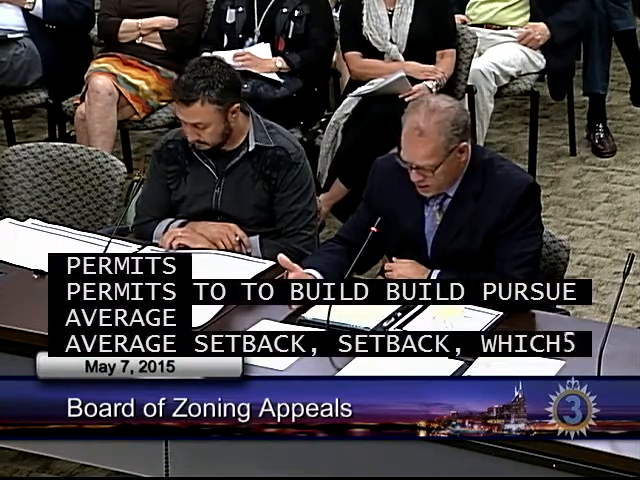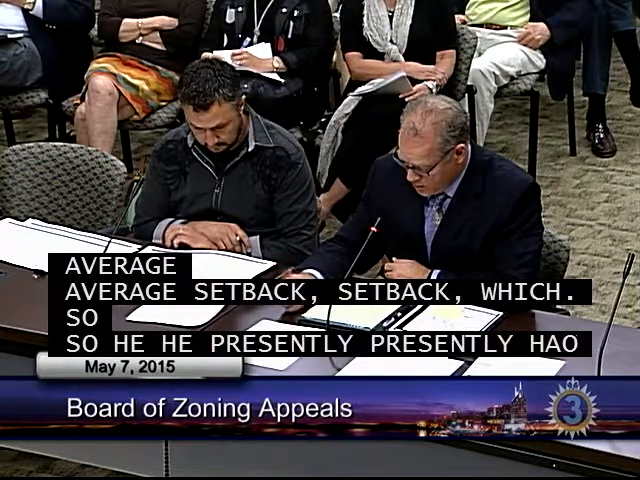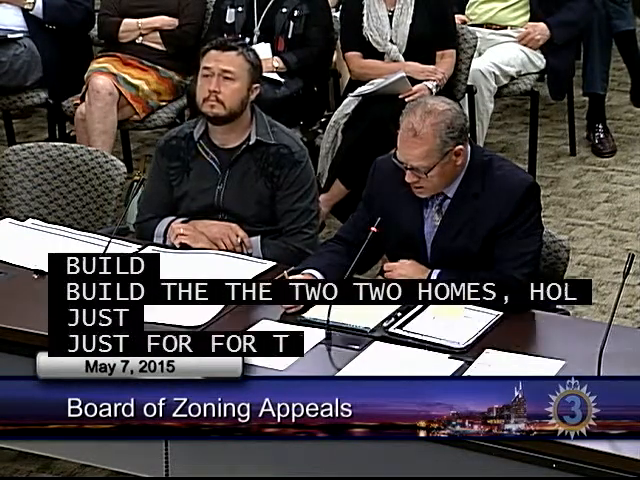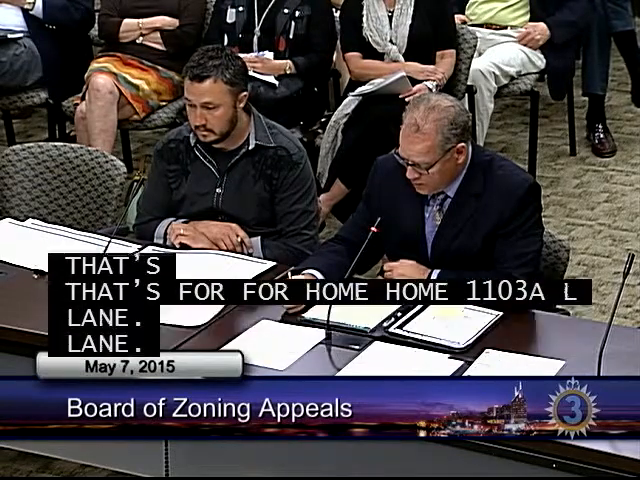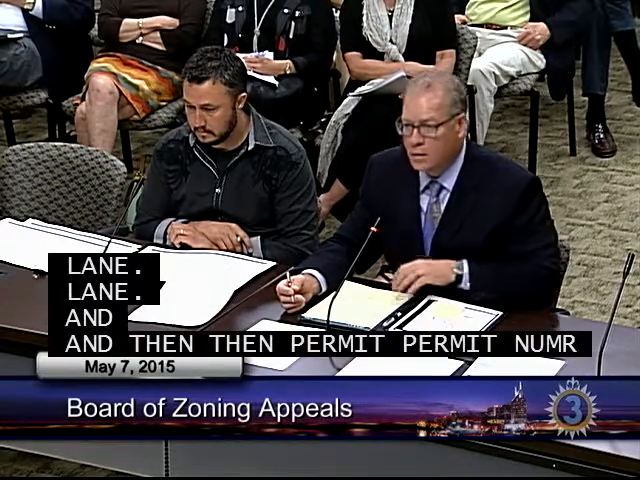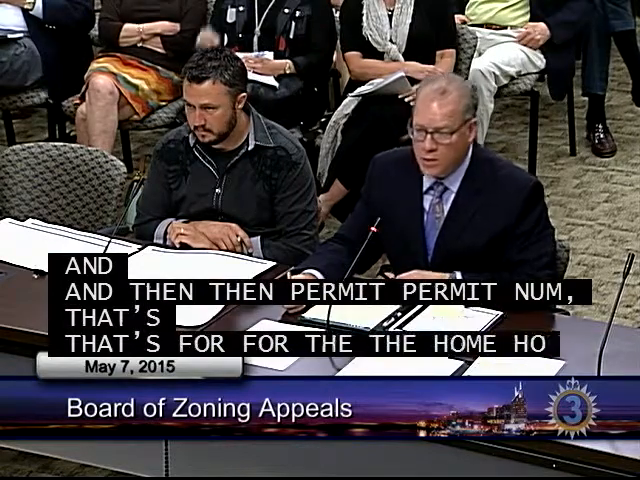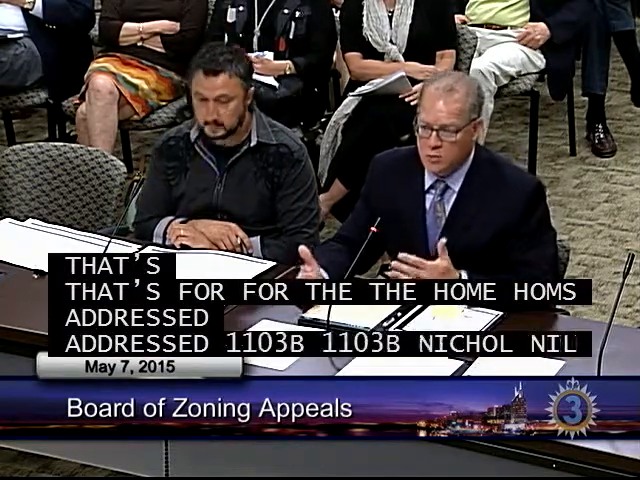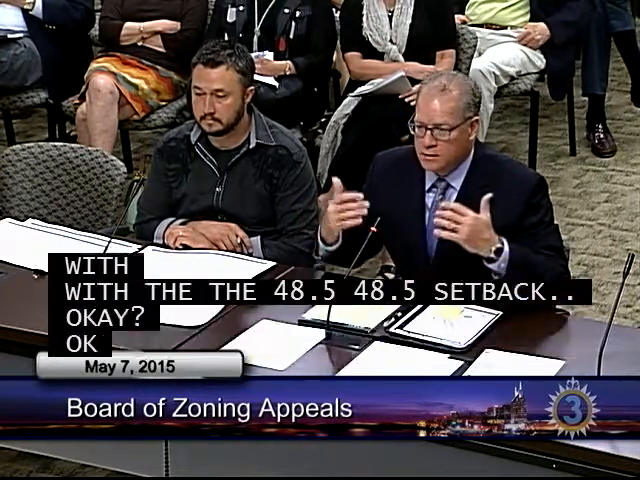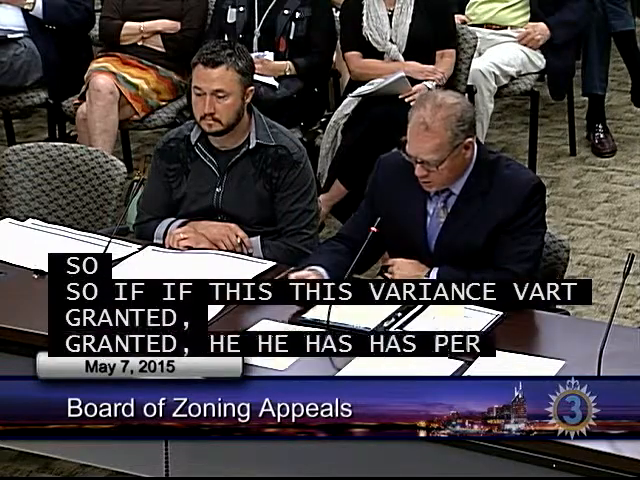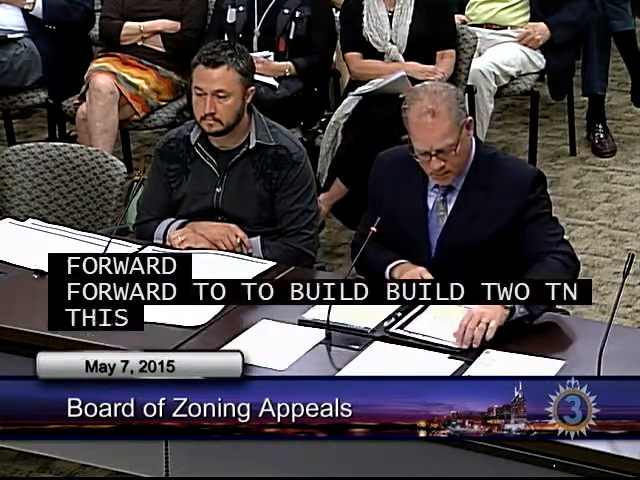So he presently has permits to build the two homes, and for the record, permit number 2015-01497 is for the home at 1103A Nickel Lane, and permit number 2015-01500 is for the home addressed 1103B Nickel Lane. So he presently has permits to build the two homes compliant with the 48.5 setback, okay? So if this variance is not granted, he has permits to move forward to build two homes on this property.